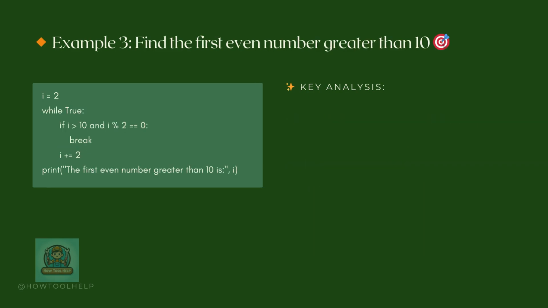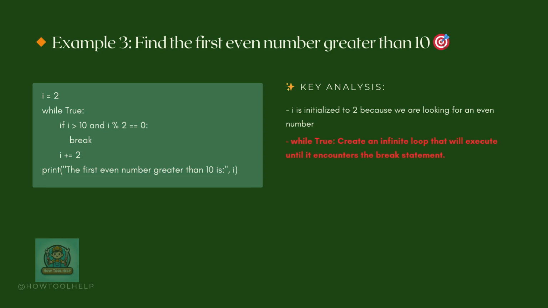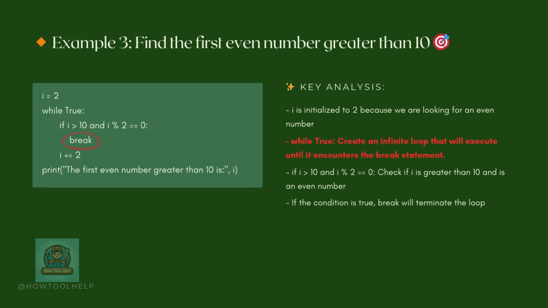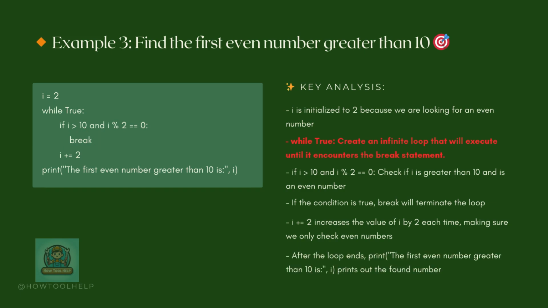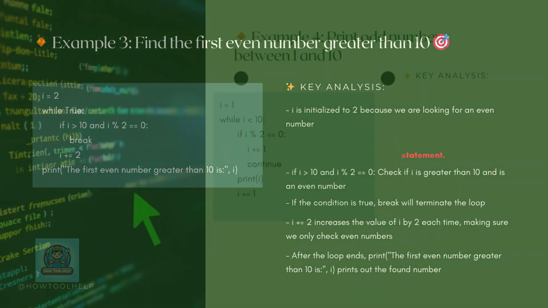Example 3. Finding the first even number greater than 10, using a while True loop with a break statement to find the first matching number. Breakdown. i is initialized to 2 since we're looking for even numbers. An infinite while True loop is created, which continues until a break is encountered. The loop checks if i is greater than 10 and even. If the condition is met, the loop breaks. i is incremented by 2 to check only even numbers. After the loop ends, the found number is printed.